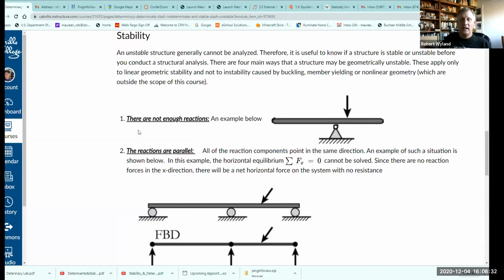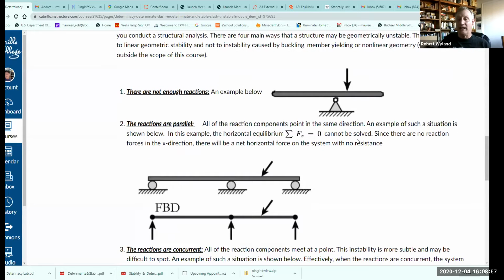So of course, this very first one is there are not enough reactions. And here we would only have 2 reactions, and it would clearly not be a stable situation. And even though you have enough equations and you have enough reactions that it's determinate, it is an unstable problem, and you will not be able to solve this problem. Again, now this one in particular will not be solved because it's really not static.